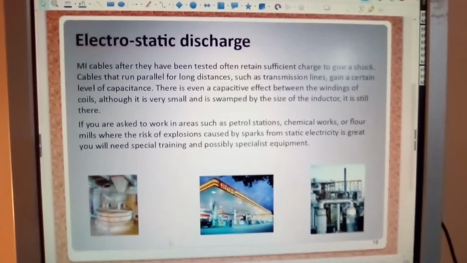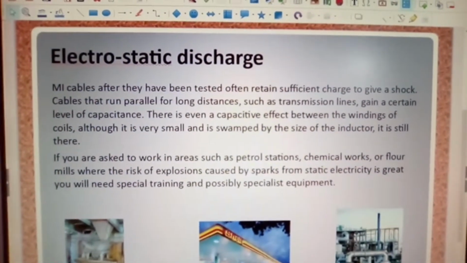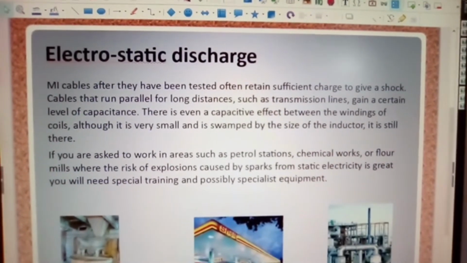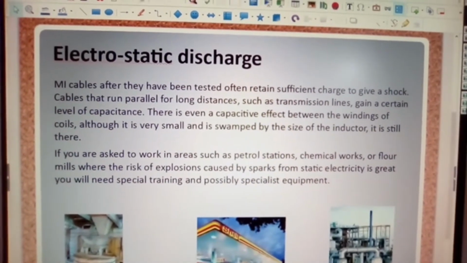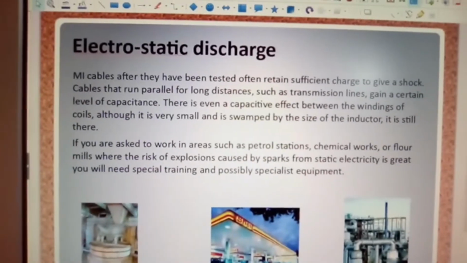And here are some of the places where electrostatic discharge protection is required, and it's showing you here how it is implemented.